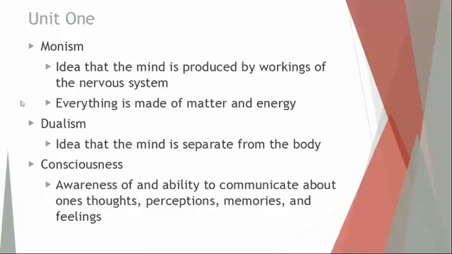Now, depending on what type of psychology or psychologist you are, will determine where you normally would fall in these two categories. If you are a behaviorist, you would most likely fall under the umbrella of monism. That since you can't measure the actual brain processes, it can't exist on its own. So the mind is just a product of the nervous system. So it's one continuous unit. If you are a humanist, you most likely fall under the dualism category. That the mind is separate from the body.